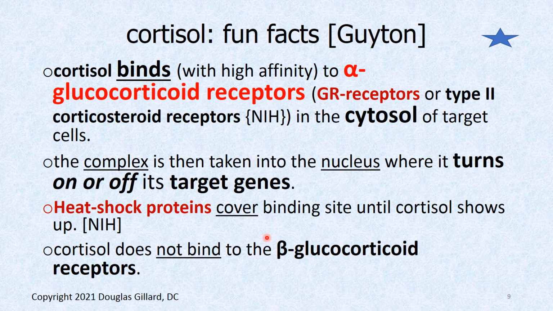But cortisol binds with high affinity to its GR receptors, which are specifically called alpha-glucocorticoid receptors, or type 2 corticosteroid receptors. Their target is not on the cell membrane, it's inside the cytosol. Remember, cortisol is a steroid, so it can just pass right through the cell membrane like a ghost. The cell membrane is very hydrophobic, just like cortisol.